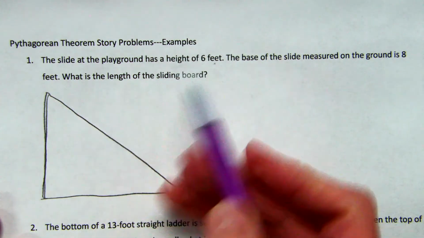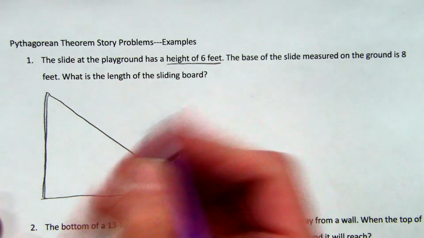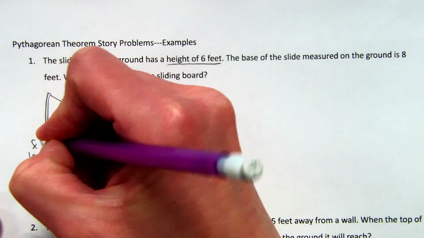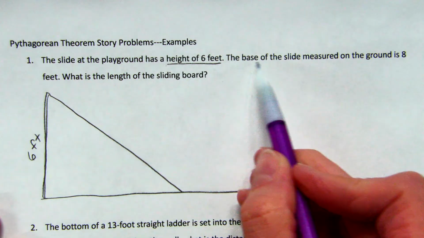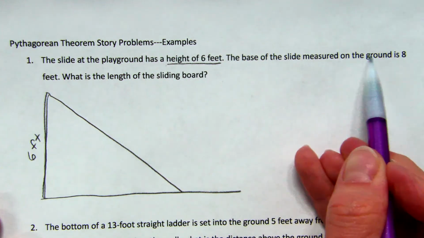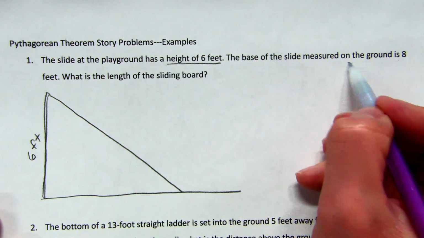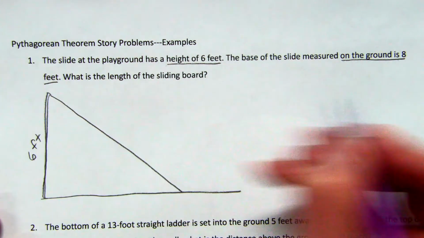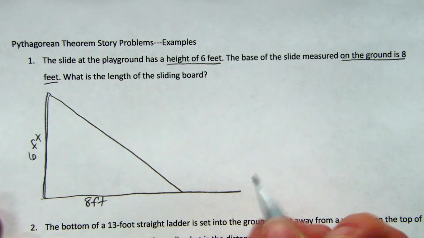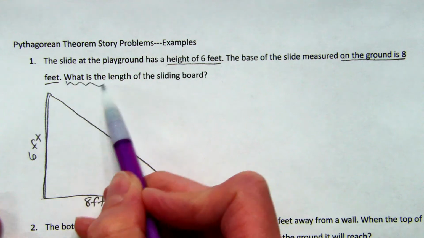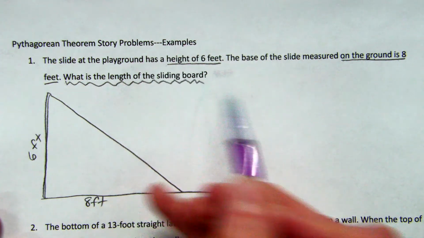The slide at the playground has a height of 6 feet. So this is 6 feet. That's how high you climb to get to the top of the slide. The base of the slide measured on the ground is 8 feet. So that's a really big clue that it says it's on the ground. So this is 8 feet. And it says, what is the length of the sliding board?